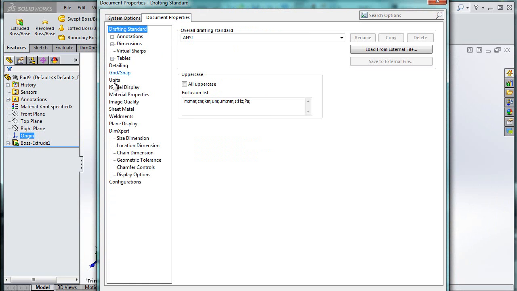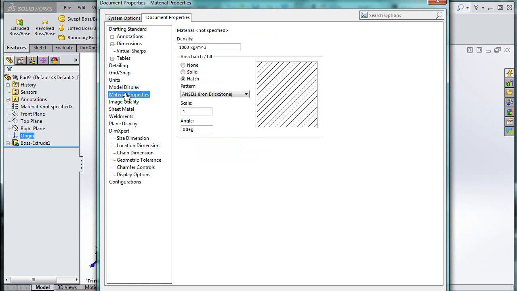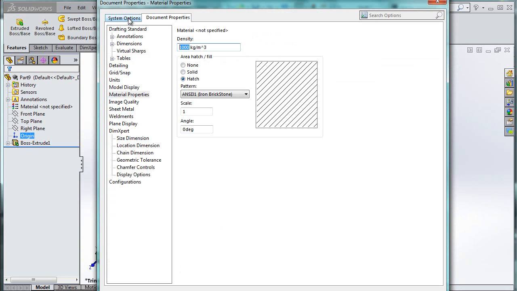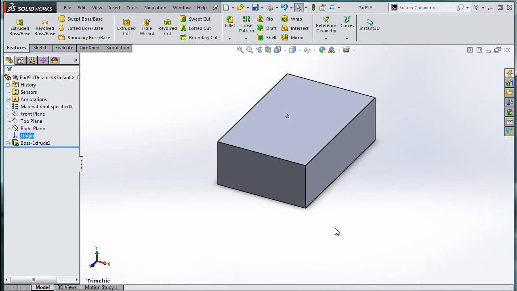we're going to go to the document properties, and we're going to change the material properties, and instead of being, well, first of all, make sure your units are right. You want to make sure you're in MKS. But then you're going to go in here and you're going to change it. And you're going to say this is going to be 1.2 kilograms per cubic meter. And then click OK. All right, so now you have this, and we're going to go ahead and call it the block.